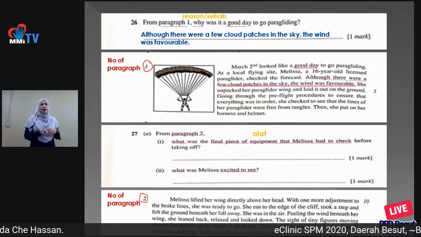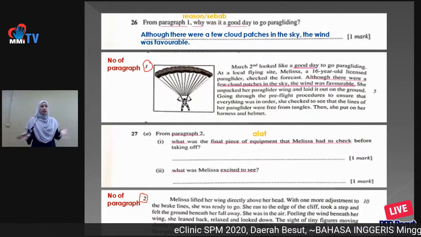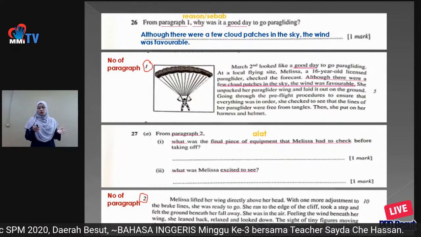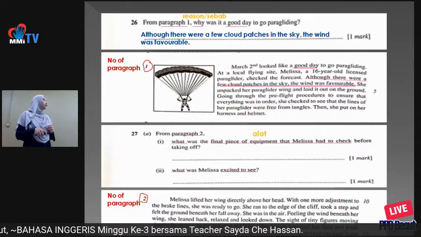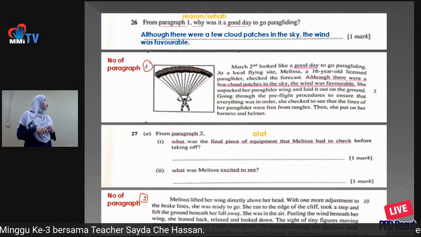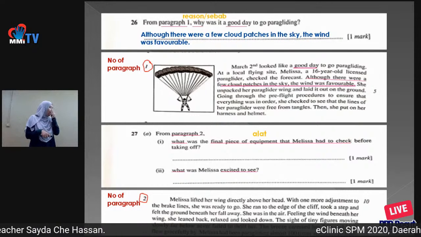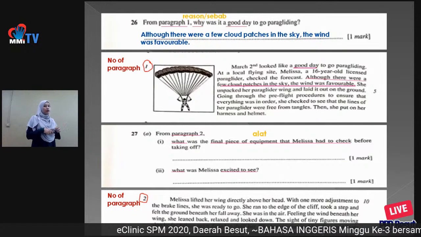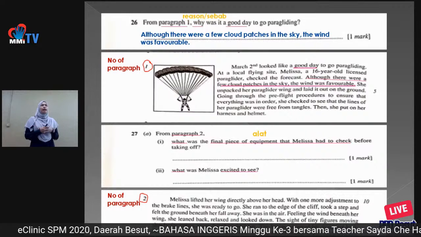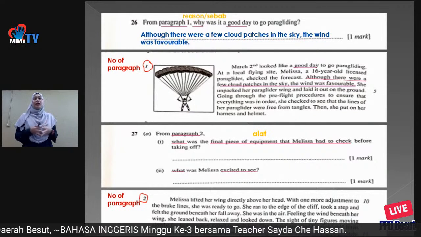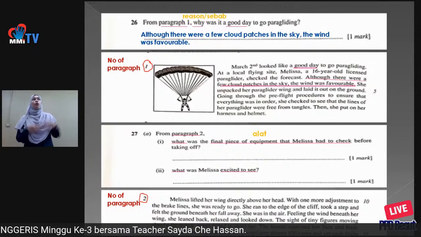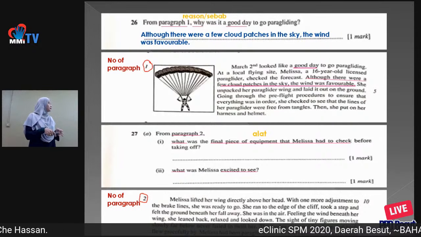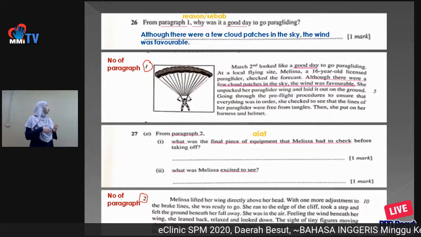27A1 ni, sebab dia tanya what, apa alat, apa equipment. So dia nak tahu the name of the equipment je. Dia tak nak tahu what did Melissa do. Maybe some of you buat jawapan macam ni: "with one more adjustment to the brake lines." Okay, we don't want that. Kita tak nak tahu apa yang dia buat. Kita nak tahu the name of the equipment, sebab ayat dia cakap what equipment, bukan what did Melissa do before she fly. So, the equipment is the brake lines.